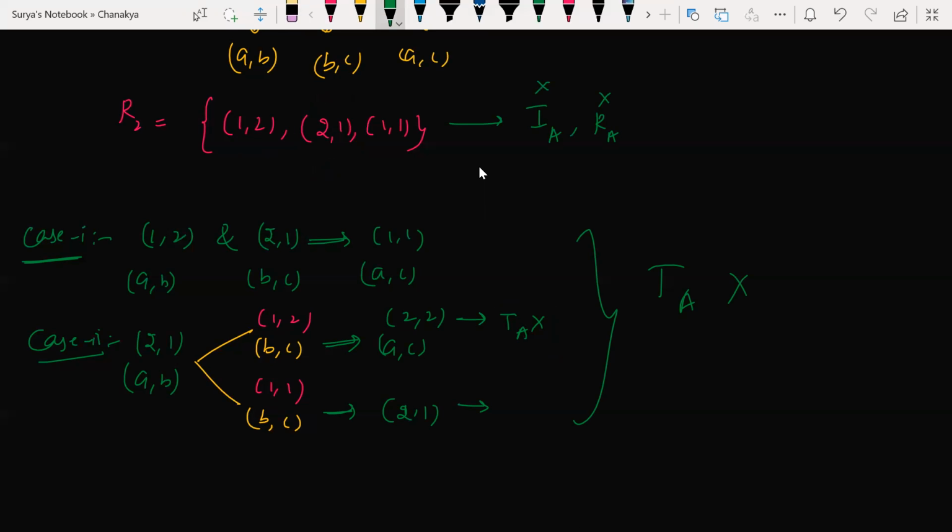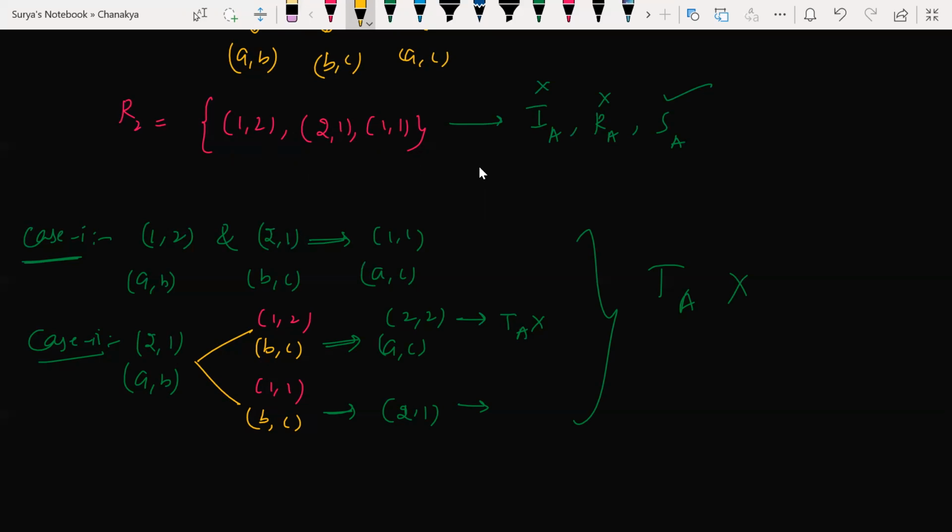Reflexive also not possible. Symmetric, check it. Yes, it is symmetric. Tell me why it is symmetric. If I take this as a comma b, b comma a is available here. If I take this as a comma b, b comma a is also 1 comma b, 1 comma 1 only, correct? So it is symmetric. Understood my point? So my doubt is, are all reflexive relations symmetric?